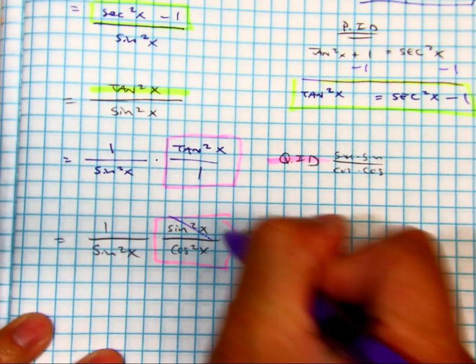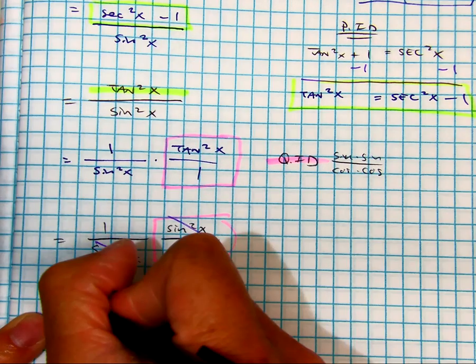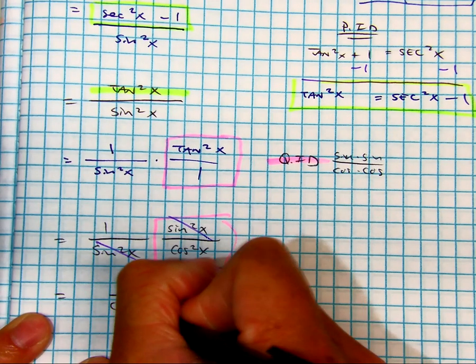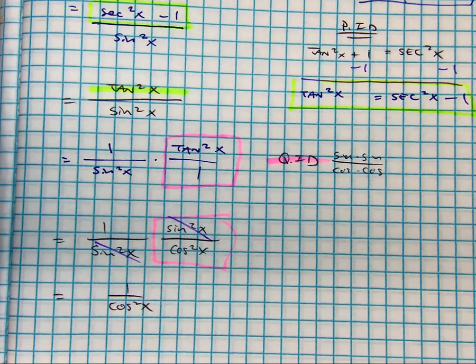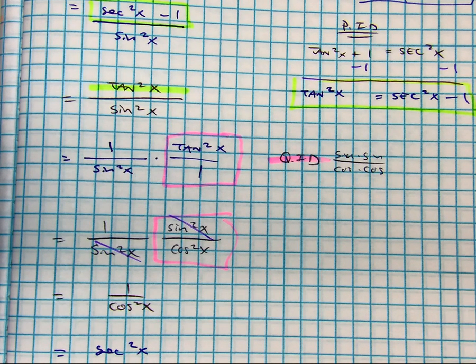We can cancel the sine squared x. We're left with 1 over cosine squared x. And if I use the reciprocal identity, I get secant squared x. And that's our answer.